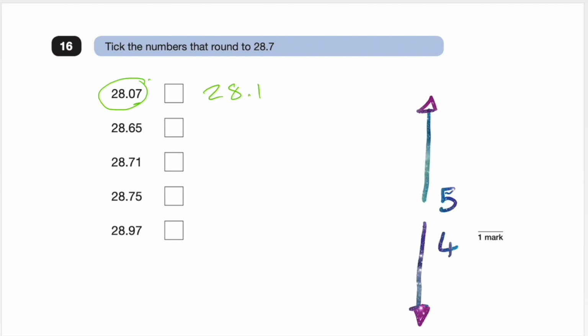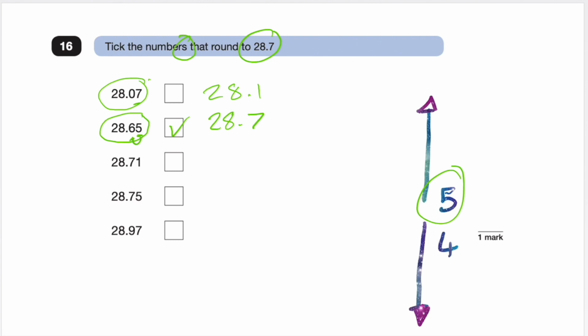28.1. Next one, 28.65. So we're looking at this 5 here, and what's it going to do to the 6? Well, it's going to round it up because we have a 5. So that would end up being 28.7. Well, that's what we're looking for, so let's give this one a tick, but let's not stop because it says numbers, so there might be more than one.